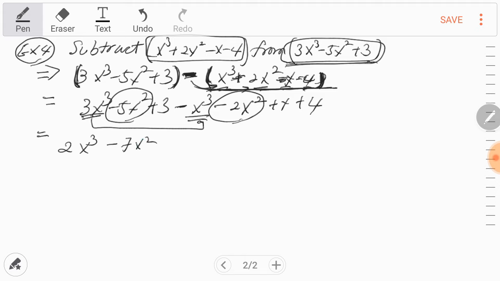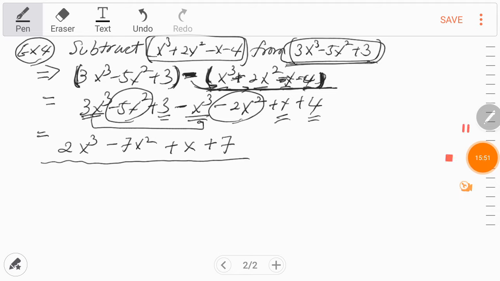And the next term should be x term. Do we have x term? Yes, over here. There's only one x term, so write it down. And then how about the constant? Next is constant. So here it is number 3 and 4. So 3 plus 4 is 7. And make sure you write each term in descending order. Write the polynomial in descending order by the degrees. Okay, then let's try another example.